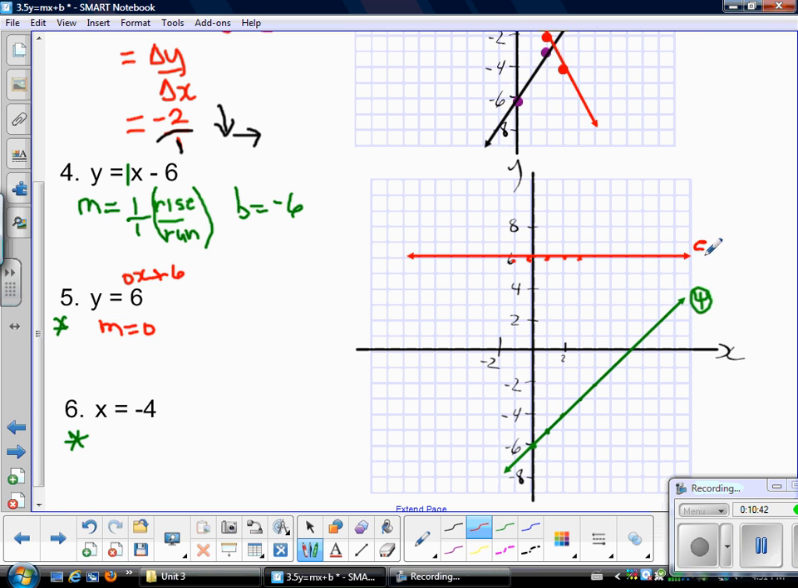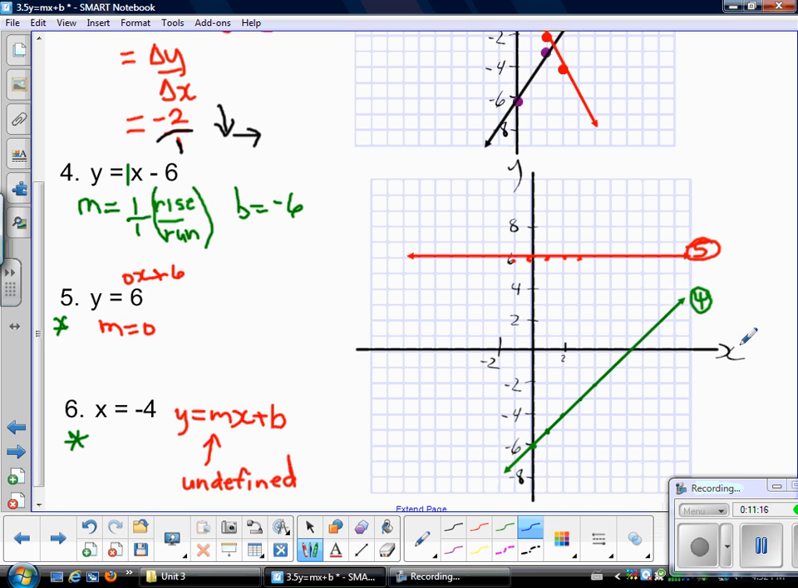our next one is x equals -4. Now in this one, you can see that it doesn't say y equals mx plus b. The reason being is when I have x equals -4, my slope is undefined. So my slope is undefined. So that means that I'm going to be looking at a vertical line, and we'll switch colors for our points. So that means that x always equals -4.